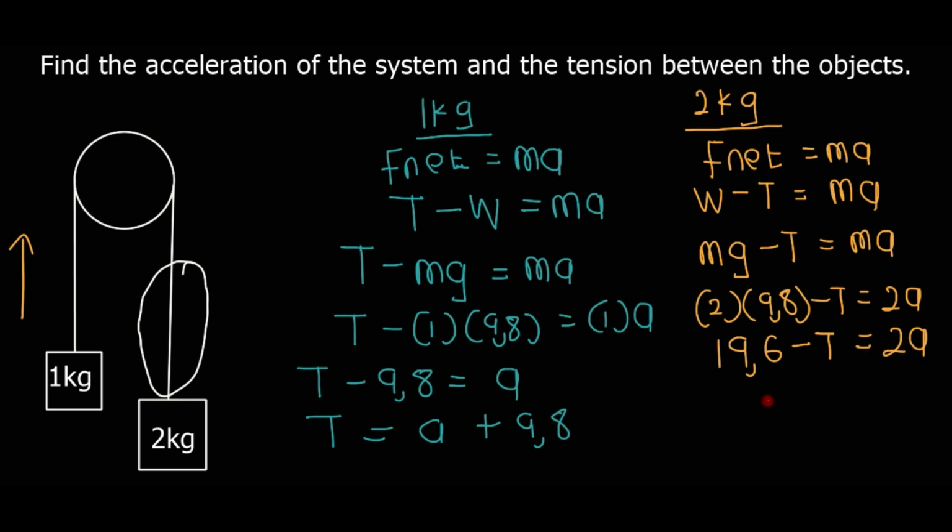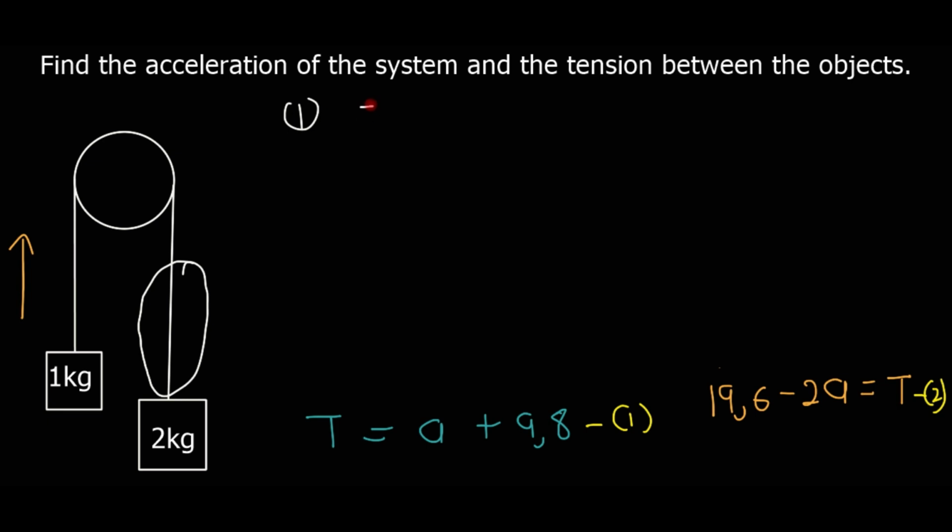We take this 2a to the left-hand side and it becomes negative, and we take this negative T to the right-hand side and it becomes positive. So we have 19.6 minus 2a equals T. This one we call equation 1, and this one we call equation 2. From there we equate the tension, because we can see that it is T and T, the same thing. Remember that the tension on the rope is the same. So because this is the same tension, we now equate them: equation 1 equals equation 2.